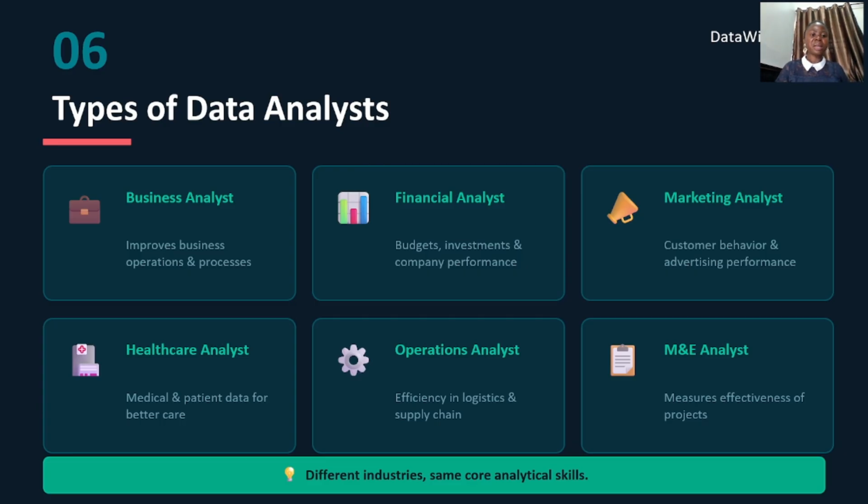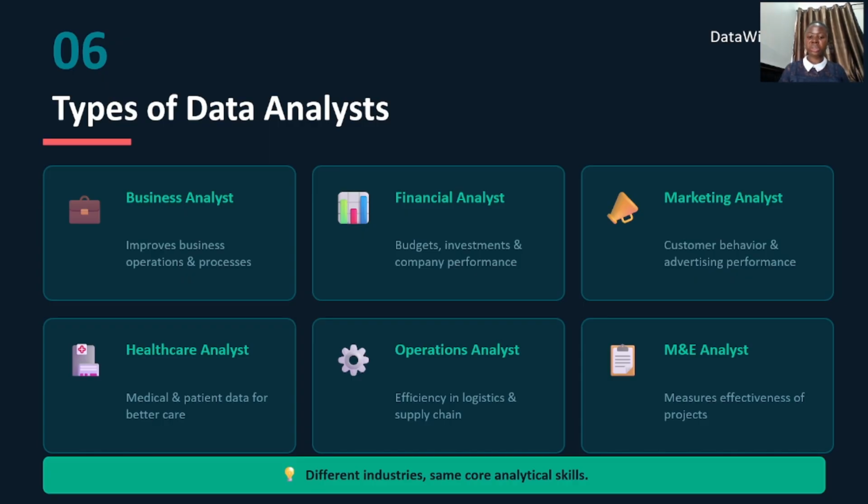Now let's look at types of data analysts that we have and what they do. We have business analysts, and their work is to improve business operations and processes. Then we have financial analysts, and their work is budgets, investment, and company performance. Then we have marketing analysts, and their work is to check customer behaviors and advertising performance. Then we have healthcare analysts. These are people in medical, and their work is what? They work with patient data for better care.